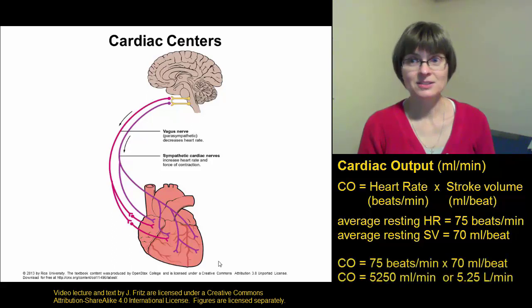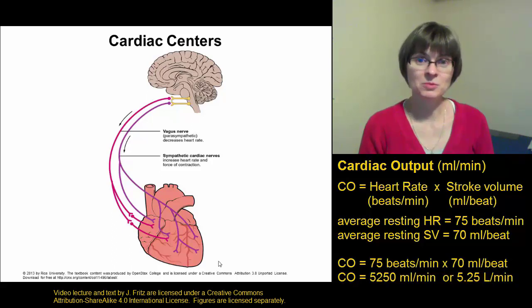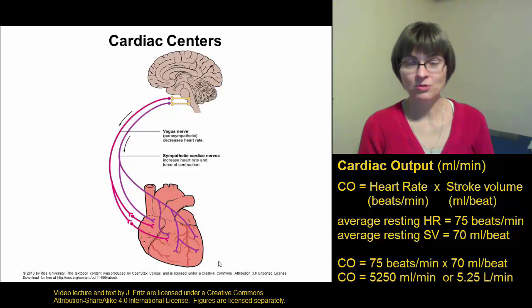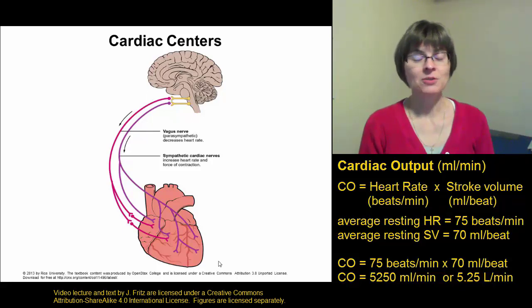To get the answer, take the heart rate, 75 beats per minute, multiply that by the stroke volume, 70 milliliters per beat, and when you multiply that out, you get 5,250 milliliters per minute. Or if we switch to liters, that's 5.25 liters per minute.